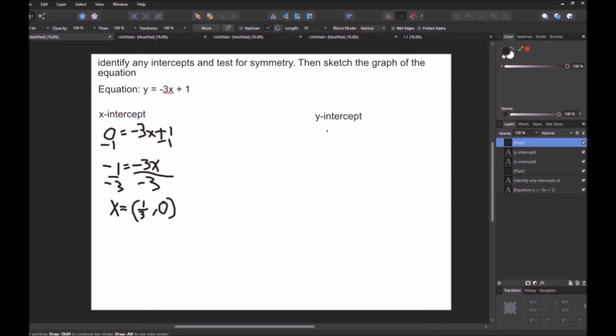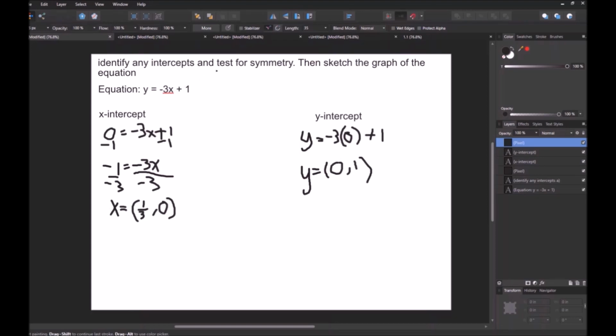Now we move on to the y-intercept, and we know that in the y-intercept the x value is always going to be 0, and the y value is going to change depending on which equation we're given. So we can plug in 0 for x to find the y-intercept. So we have y equals negative 3 times 0 plus 1. Negative 3 times 0 is just 0, and that 1 is the only remaining number. So we know that our y-intercept is 0, 1.